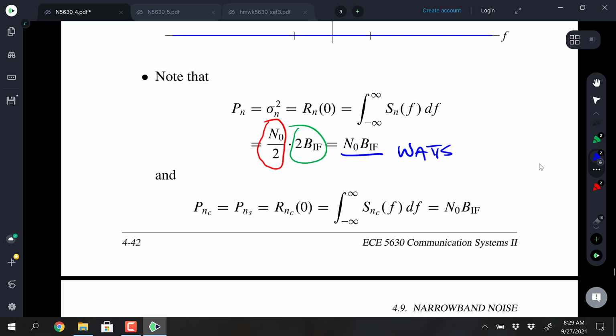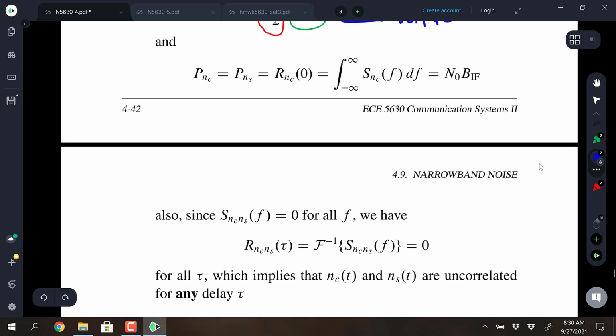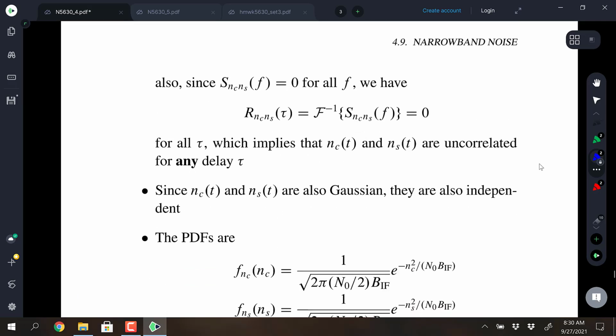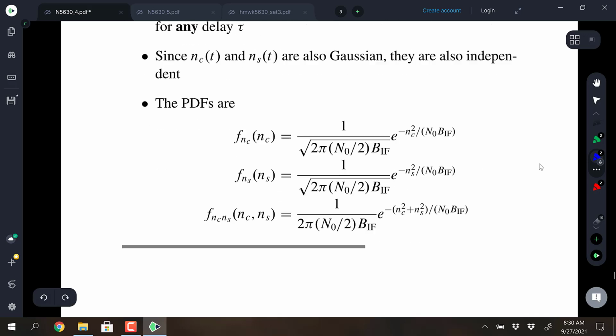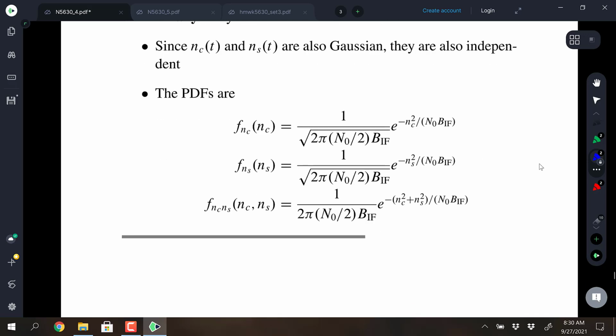Otherwise, you're thinking, if the RF has this much power in watts across the entire spectrum, why don't we have the same total power in the in-phase and quadrature parts brought together? Right now, it looks like there's the same power in each component, so you'd think the total noise power is going to be twice that. Okay, the cross spectrum is 0 in this case, and then we can write out what the PDFs are for each of the components, N_C and N_S, and then the joint PDF, the joint distribution on N_C and N_S.